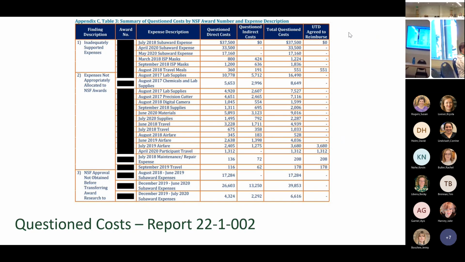A lot of the similar stuff that we talked about, inadequately supported expenses. The sub award couldn't document where their expenses came from, how they came up with the amounts for their expenses. The really important thing is this is not CSU not documenting our expenses. We've given this money to someone else and they're not documenting their expenses. We're now liable for it.